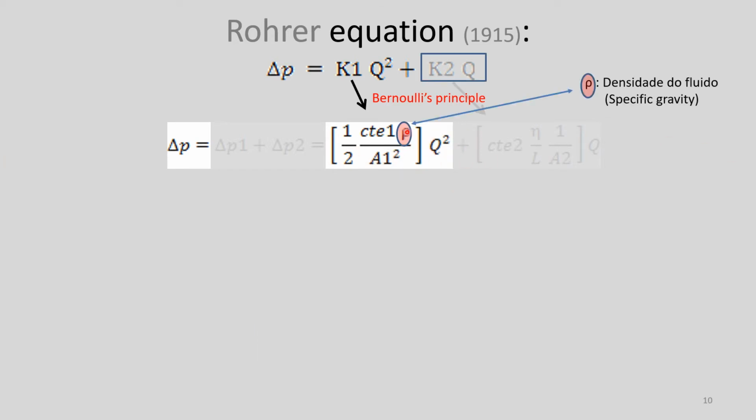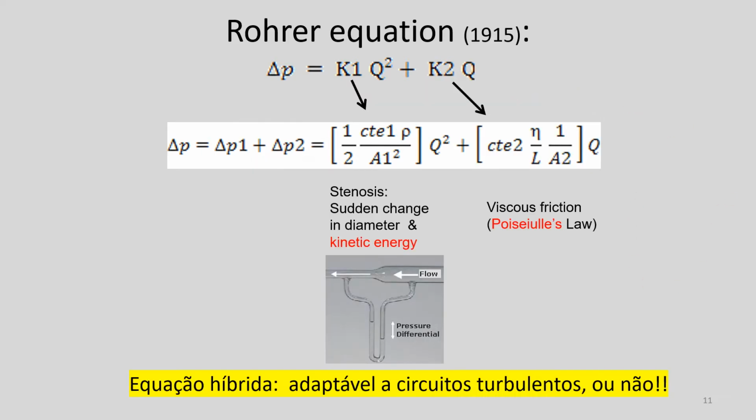And as I mentioned before, this constant, instead of being viscosity, is now specific gravity. So the whole equation has these two terms: one that is a square term, which is kinetic energy, and the other that is a linear term, which is the Poiseuille law. And because it's adding up both terms, it becomes a hybrid equation.